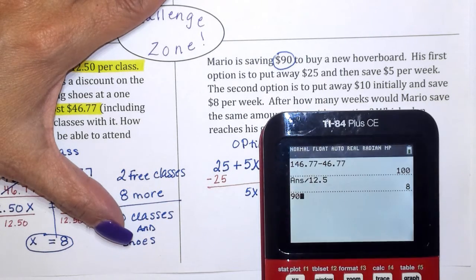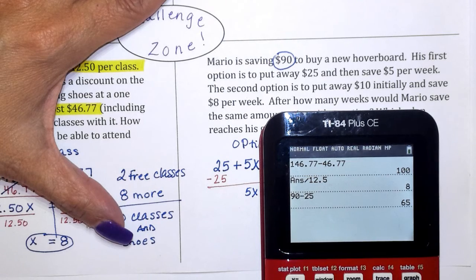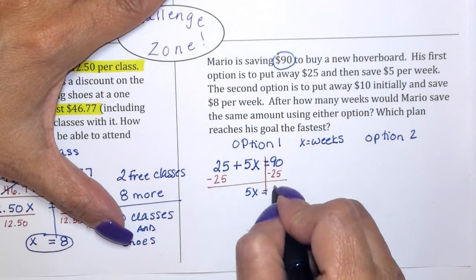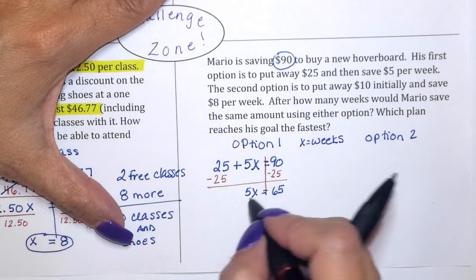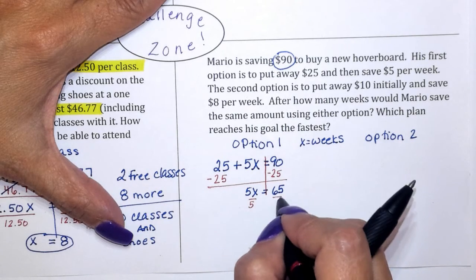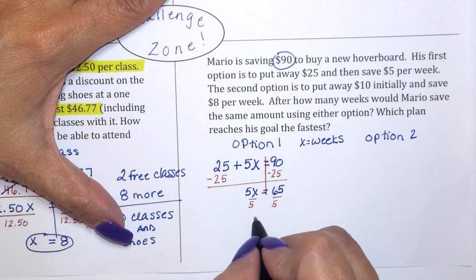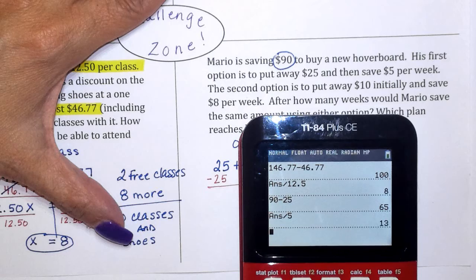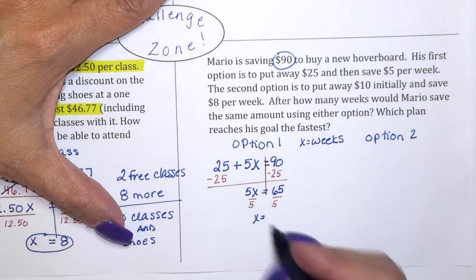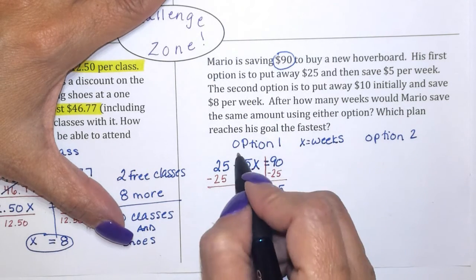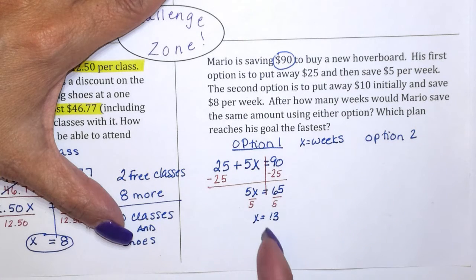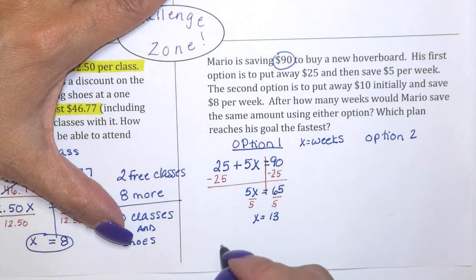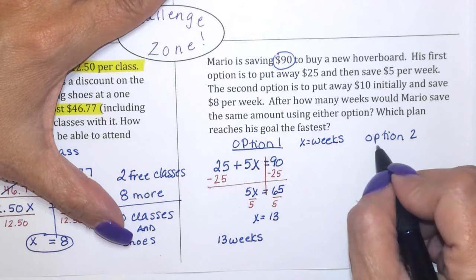So that's 5x equals 65. 90 minus 25 is 65. And then let's divide both sides by 5. X equals 13. So that means for option 1, it would take him 13 weeks. So this would take 13 weeks to raise his money. Now let's look at option 2.